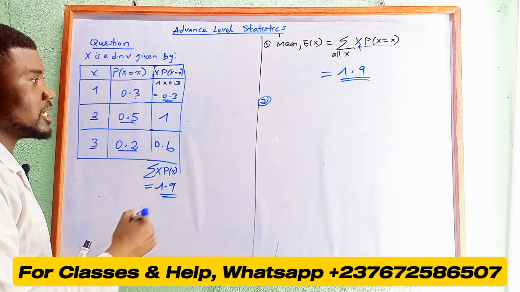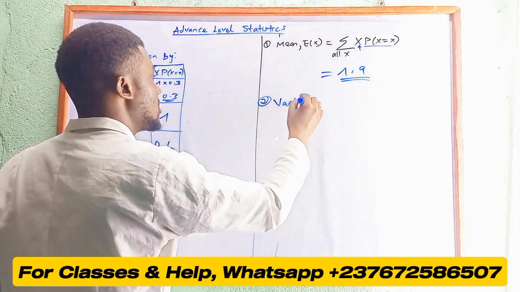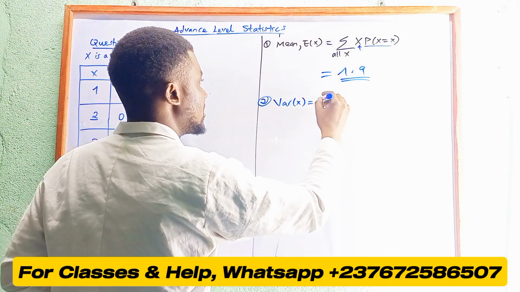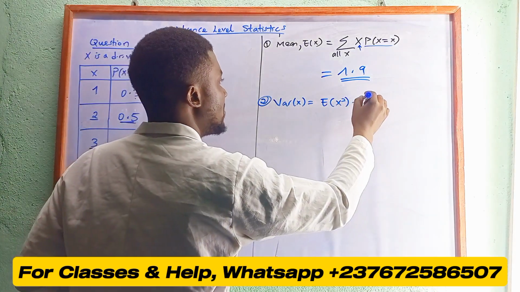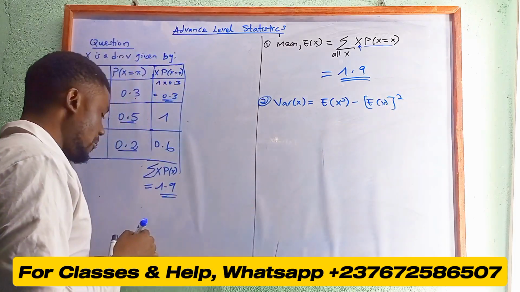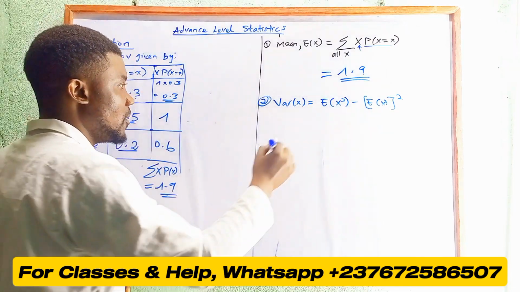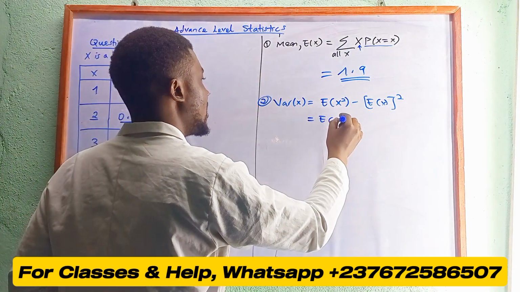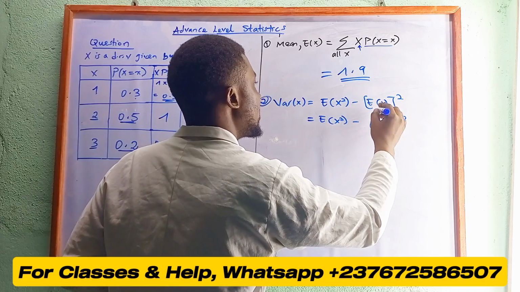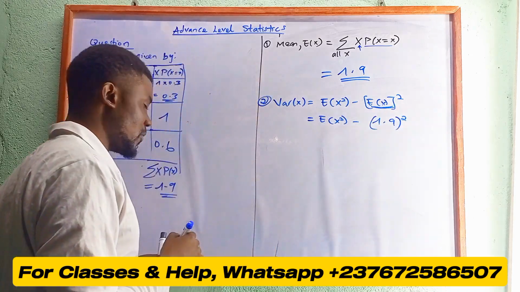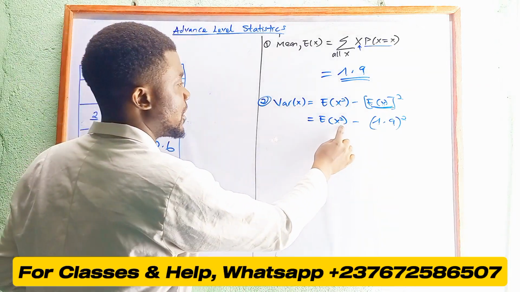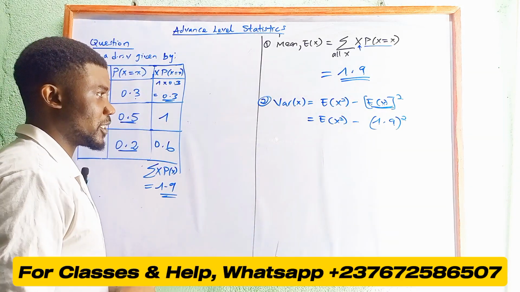How do you get the variance? First of all, the variance is denoted this way, and then it is calculated also using a formula. The formula is expectation of X squared minus the expectation of X, all of that squared. This is the formula that gives the variance. We can rewrite this as the expectation of X squared minus 1.9 squared, because we already have the expectation of X, which is 1.9, so we can substitute there. What we don't have is the expectation of X squared. So we have to look for it.